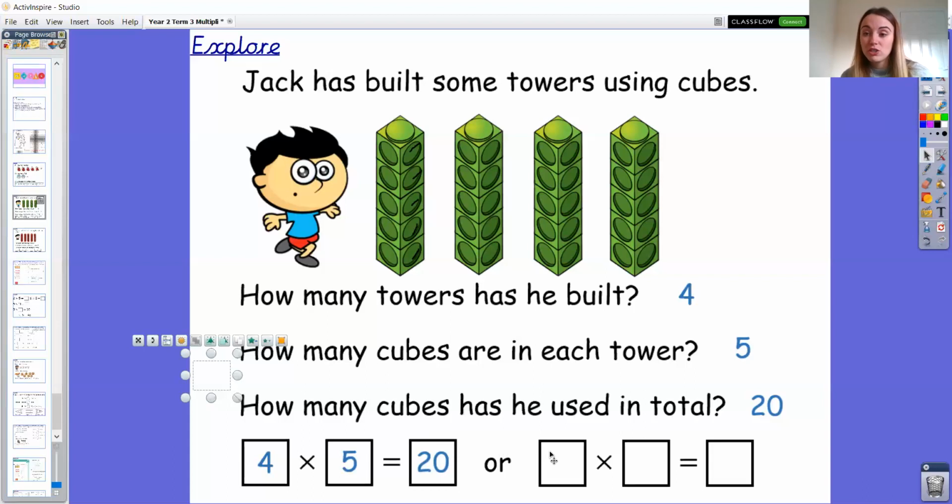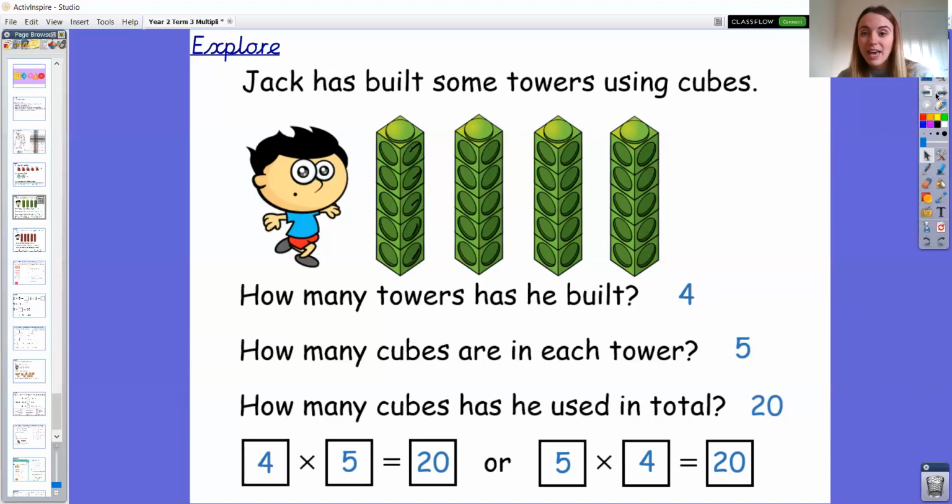Brilliant. So if we were to write the switches to show that it is commutative, we could write the factor pairs in another order, which would be, well done, I'm going to start at 5 this time. 5 lots of 4, and the total remains the same, so that will still be 20. Brilliant. So let's say that number sentence together using the word times. 5 times 4 equals 20. Brilliant. So the product of 5 and 4 is still 20.